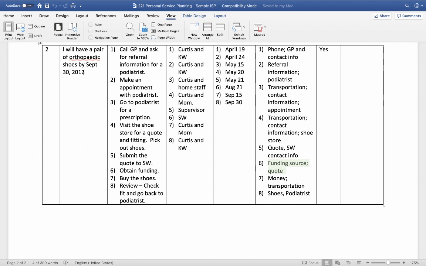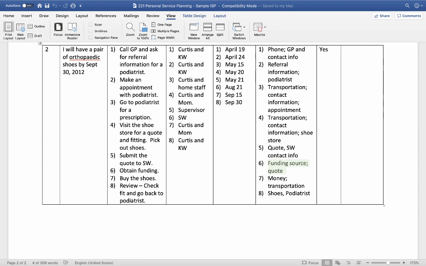Look at this. It doesn't say here that Curtis will apply for shoe funding or anything like that. It says he'll have orthopedic shoes. And so if it turned out that our funding source went out the window, that, for example, the government stopped funding these, but then Curtis's rich uncle said, I'll be your funding source, then off we go.